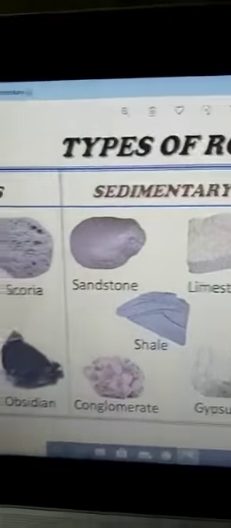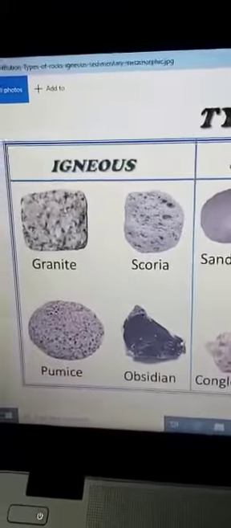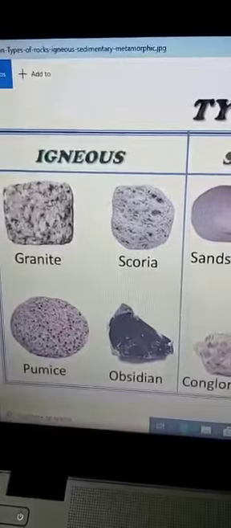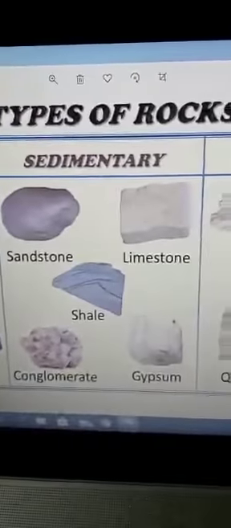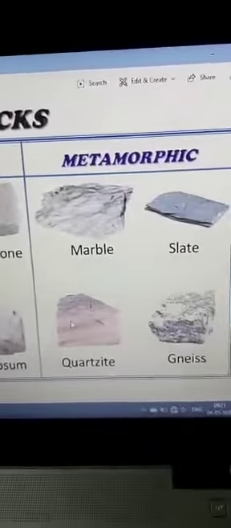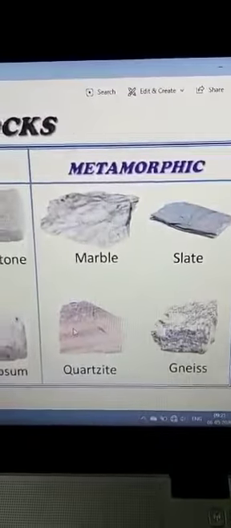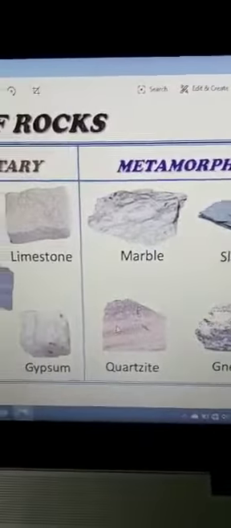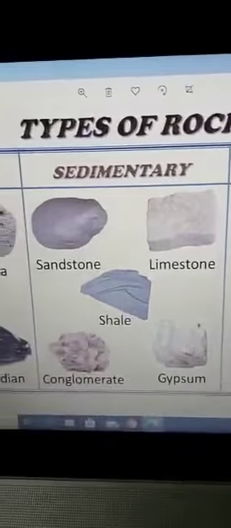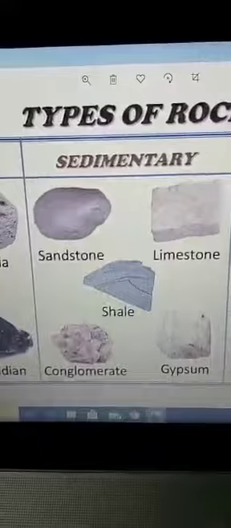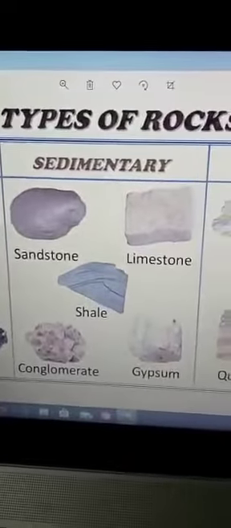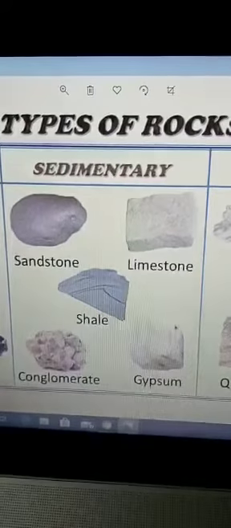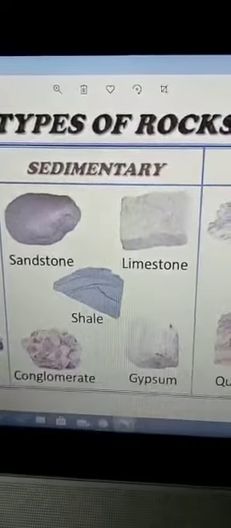There are three types of rocks. You can see in the picture that we are showing. The three types of rocks are igneous rocks, sedimentary rocks and metamorphic rocks. Now children, they have different kinds of properties. They are of different uses. So one by one we are going to take each kind of rock. But first I would like you to study the difference between rock and mineral.